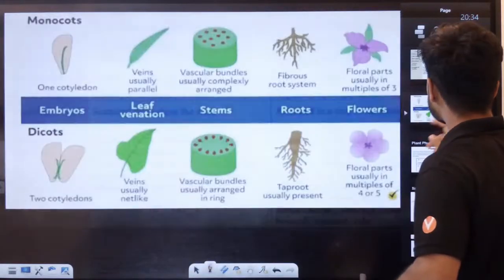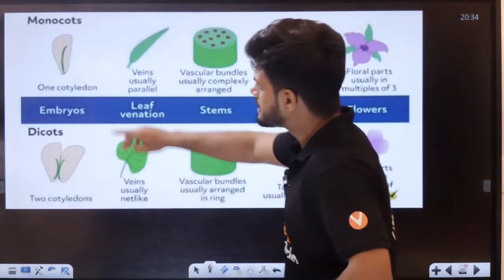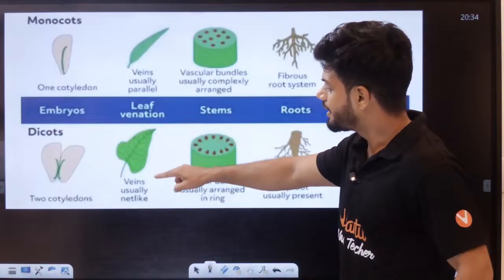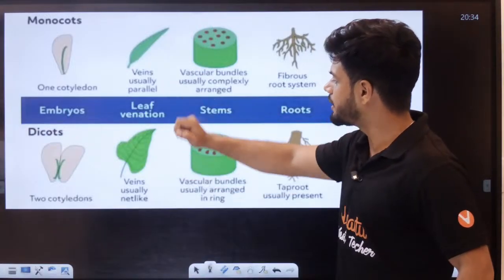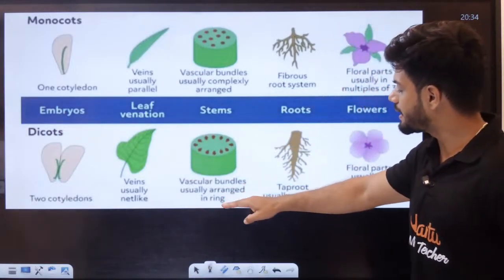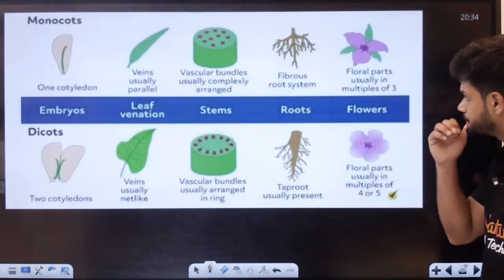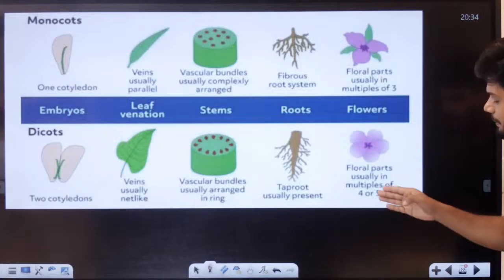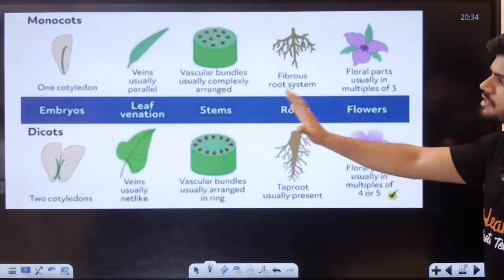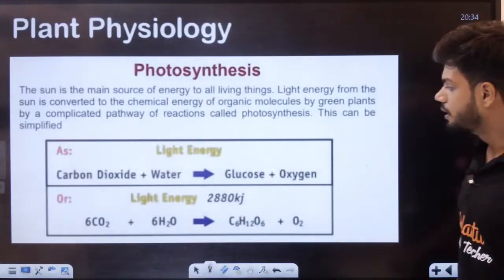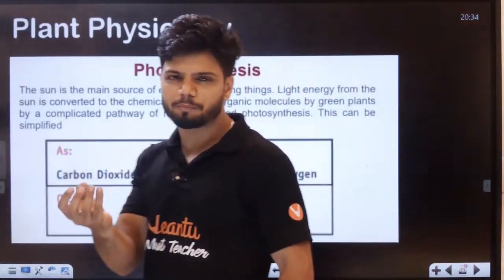Okay. And students, here's a basic difference. Can you see? Single cotyledon, double cotyledon. Venation, you can see here: reticulate venation, parallel venation. Xylem bundles are arranged in a ring here, scattered here. Fibrous root, taproot. Flower parts in multiples of 3 and in multiples of 4 and 5. So that is the basic difference between monocot and dicot. Now, let's start some basics of your plant physiology.